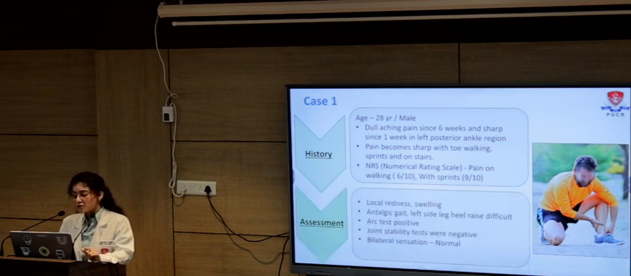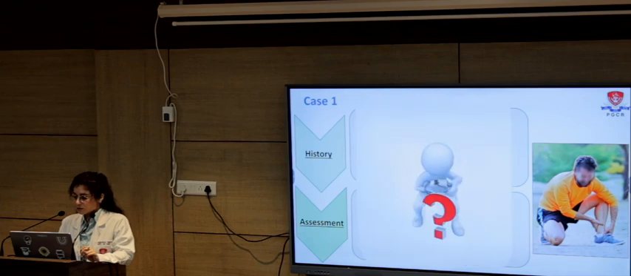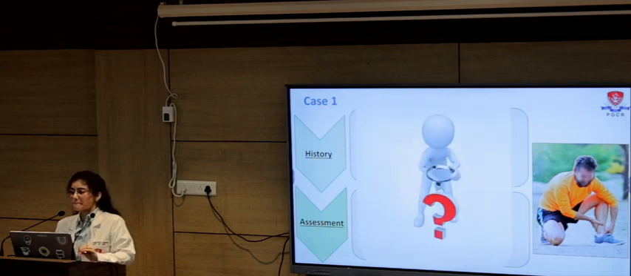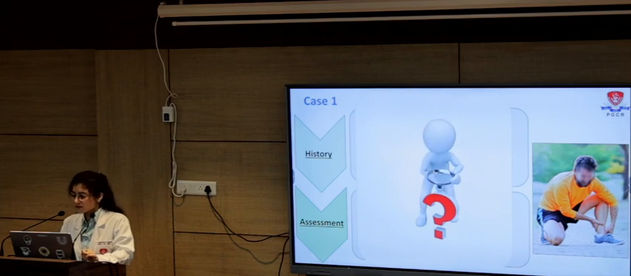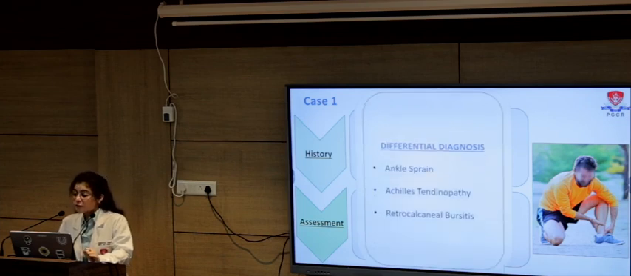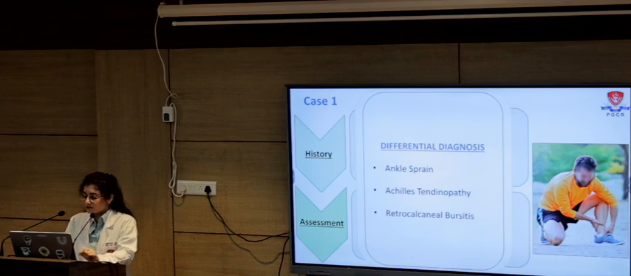On examination, there was local tenderness and swelling. Single leg heel raise was difficult. Arc test was positive. Joint stability tests were negative, and the individual had normal bilateral sensation on the feet and good distal pulse. So, what do you think? What should be the differentials here? Yes, you're correct. The possible differentials here are ankle sprain, Achilles tendinopathy, and retrocalcaneal bursitis.